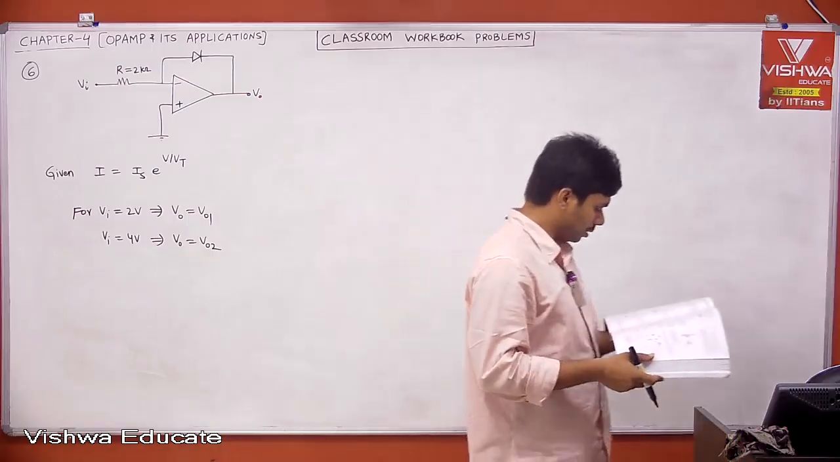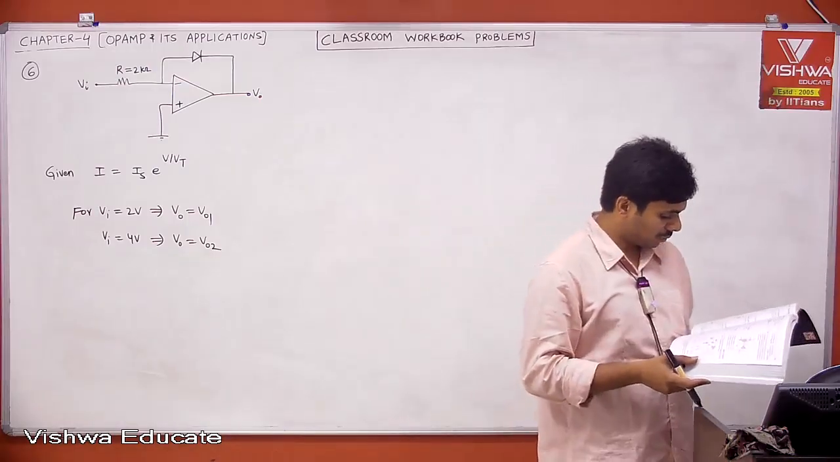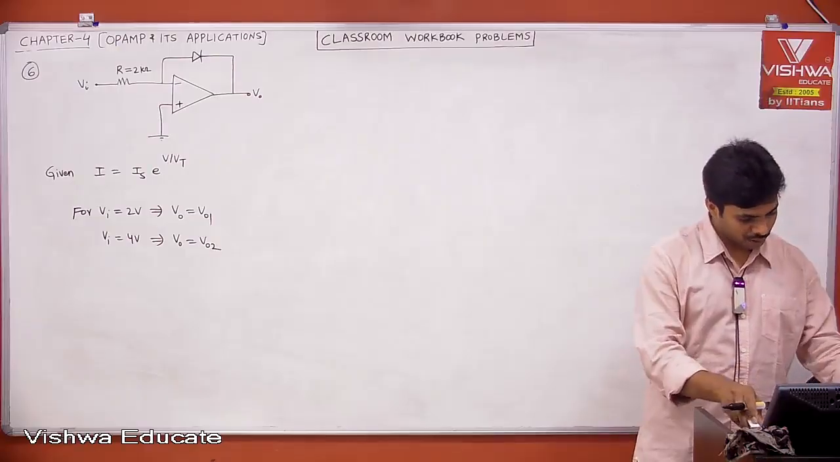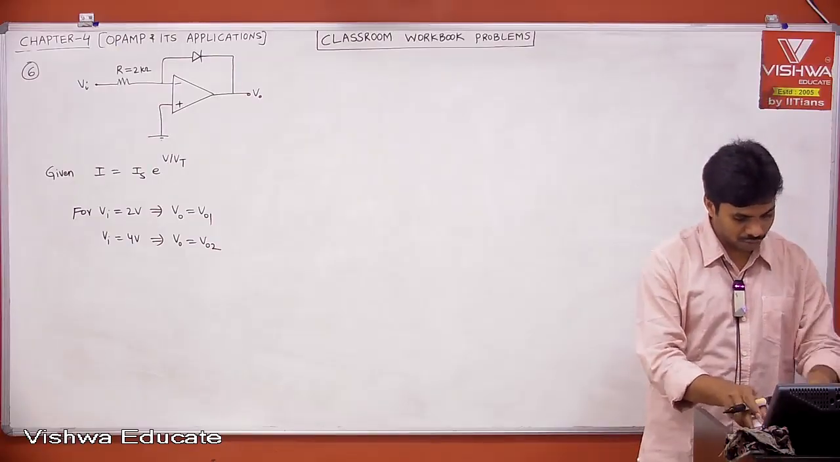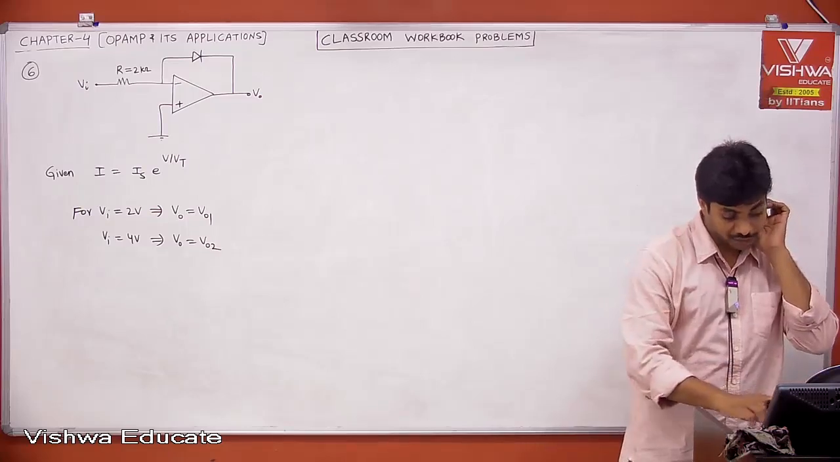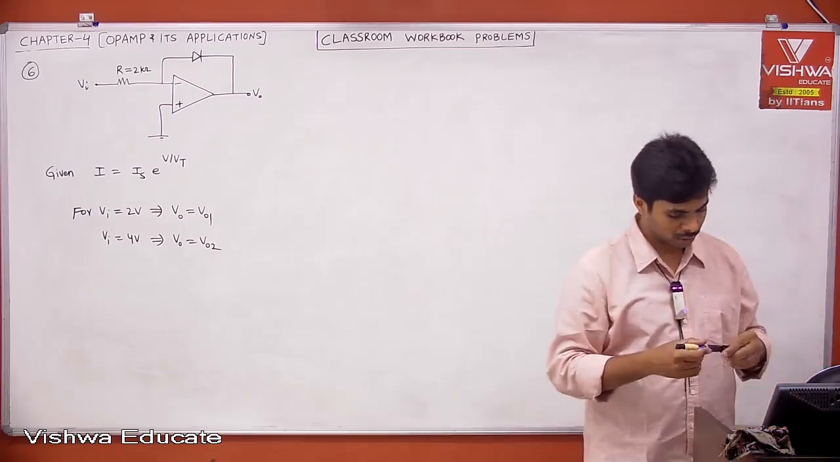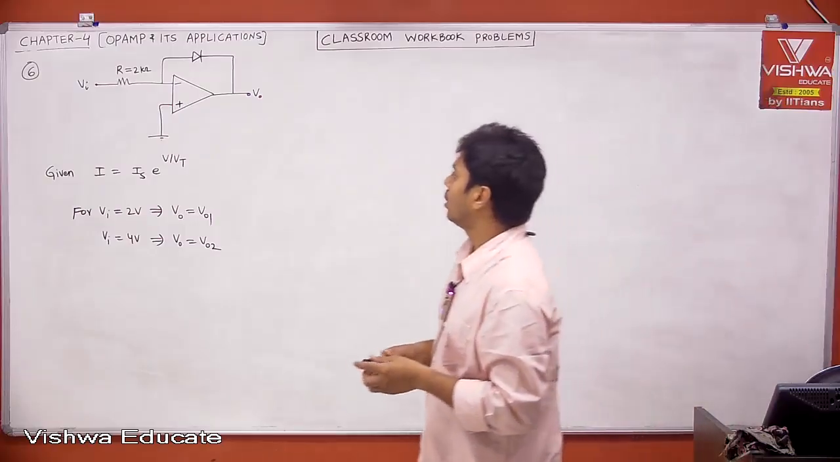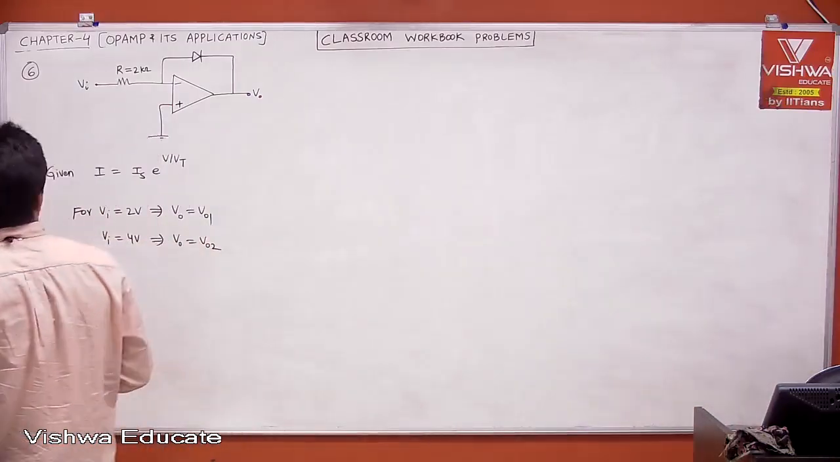Option A, V02 is equal to root 2 V01. Option B, V02 is equal to e square V01. Option C, V02 is equal to V01 into ln2. Option D, V01 minus V02 is equal to Vt ln2. Okay. Now, how will you solve the problem?